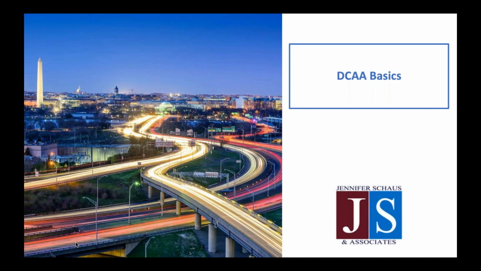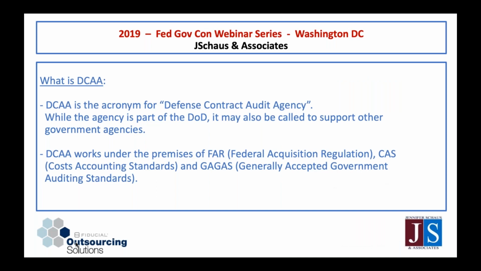Okay, first slide, please. So, what is DCAA? DCAA is the acronym for Defense Contract Audit Agency. This agency is part of the DoD, the Department of Defense. They have developed such experience that they may actually be doing work for other agencies.